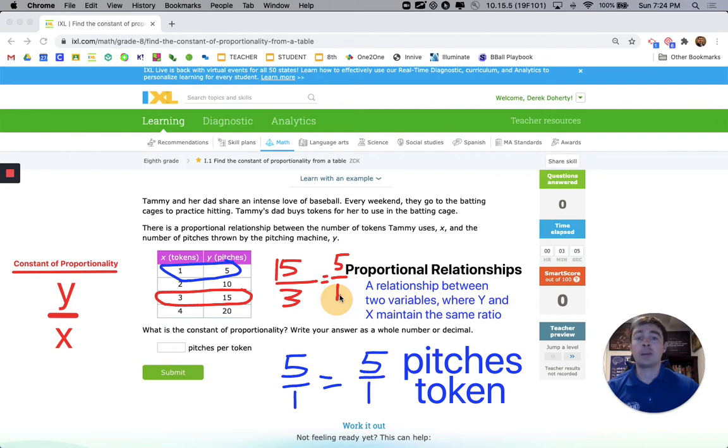So all this assignment is really asking you to do is to, Mr. Neville would have called this the unit rate last year. It's if we have this proportional relationship, how much is our y for every 1 x? Or in this case, we're going to get 5 pitches for every 1 token. No matter how many tokens we buy, we'll get more pitches, but it's always 5 pitches for every 1 token.